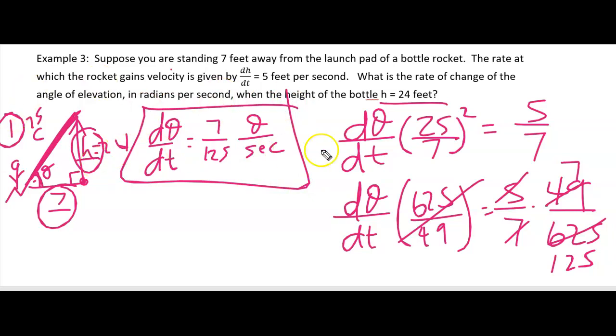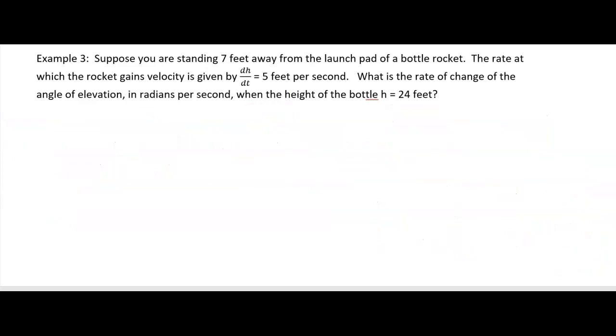So what made this one interesting is twofold. First of all, you had to know SOHCAHTOA to set up your formula. Second of all, instead of finding theta, we find the trig ratio instead using the Pythagorean Theorem. Those are the two unique elements of this particular related rate question. All right.